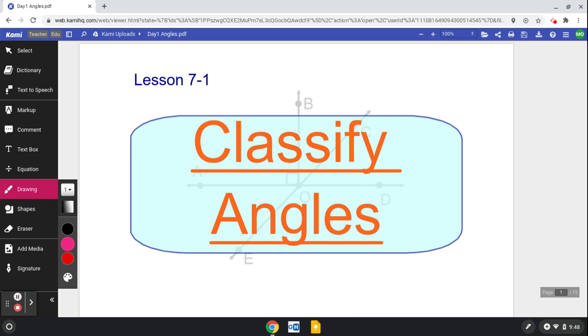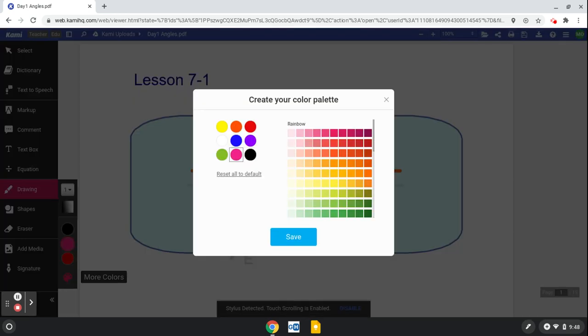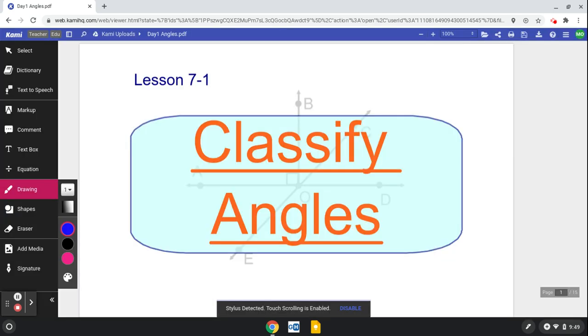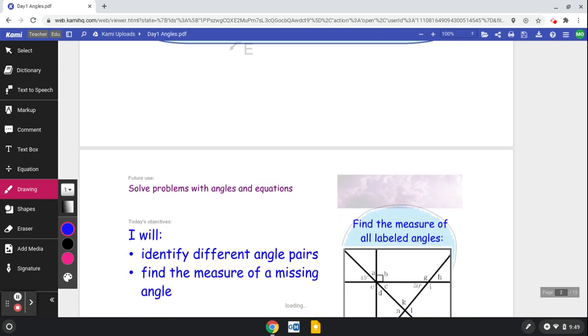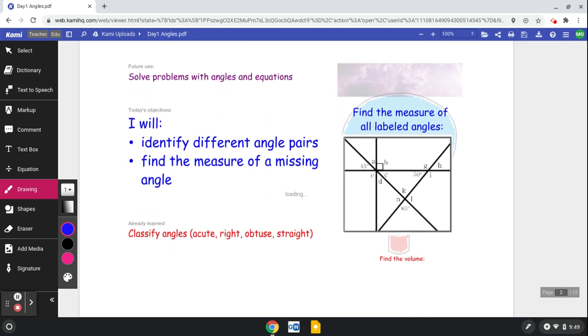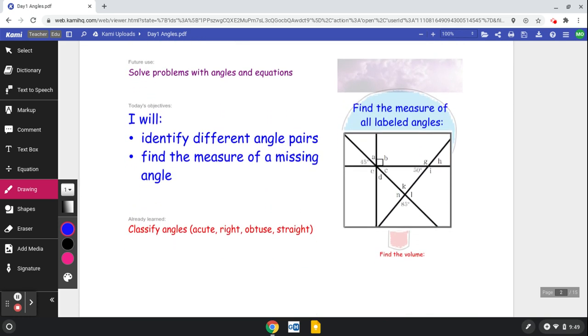We are switching it up and going to some geometry and going to talk about angles. Now, some of you, this might be a review for some of the different types of angles we're talking about, depending on what you did last year in 6th grade. But for the most part, this should be new material.